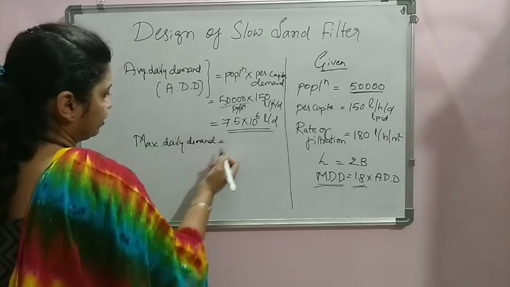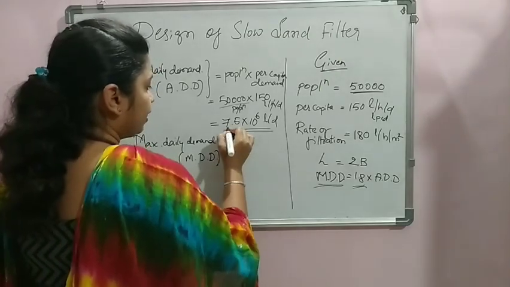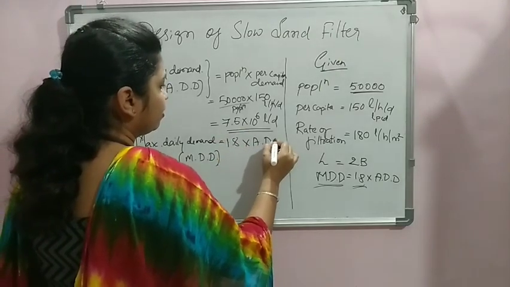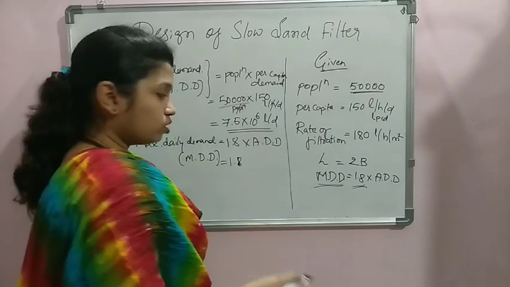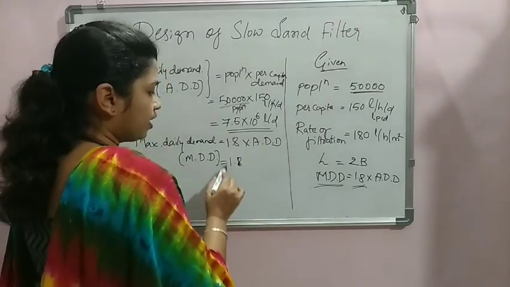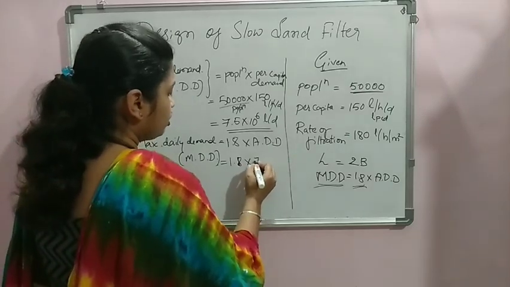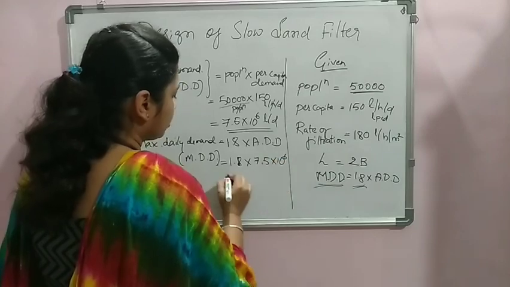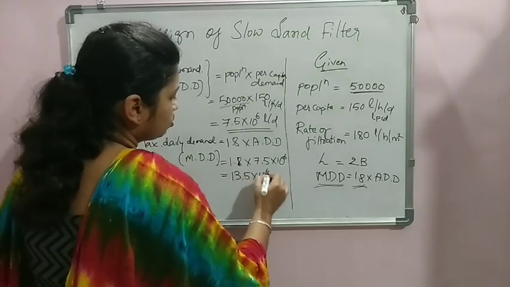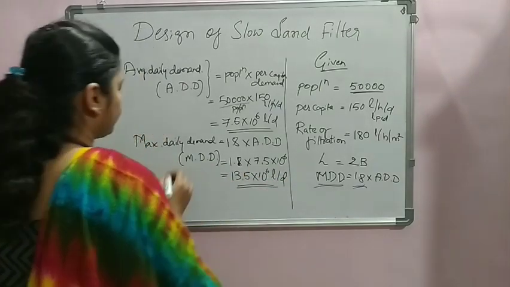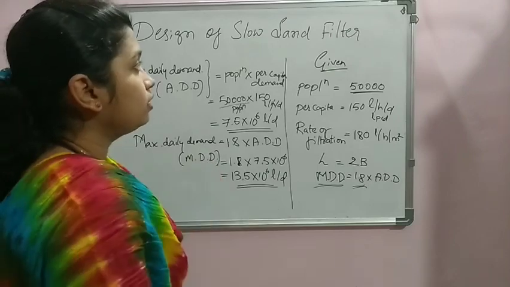In order to calculate the maximum daily demand, which we call MDD, they have given it as 1.8 times the average daily demand. So 1.8 is like a factor of safety. Sometimes in the question this may be missing. In such cases we can assume maximum daily demand is equal to 1.8 times the average daily demand. So average daily demand is 7.5 into 10 raised to 6, and the answer is 13.5 into 10 raised to 6 liters per day. So this is the maximum daily demand. For this much of population, we need to design the filters.